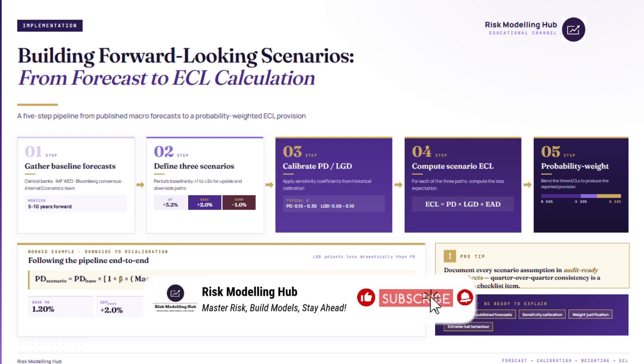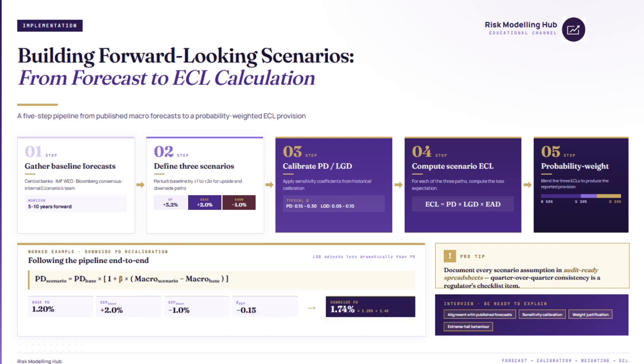Then you need to define the three scenarios, the upside, base, and the downside, right? And then calibrate the PD. Apply the sensitivity coefficients from the historical calibration. Then compute the ECL for each of the three paths, compute the loss expectation. And then the probability weight.